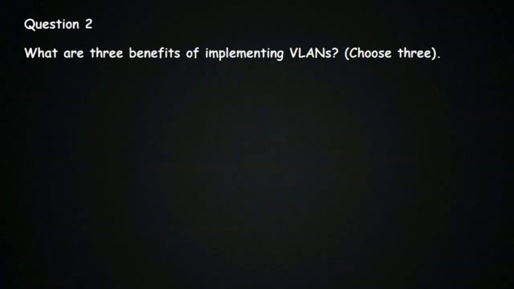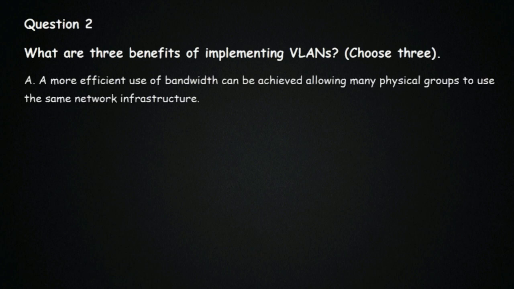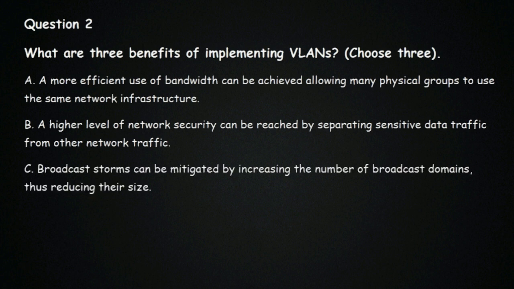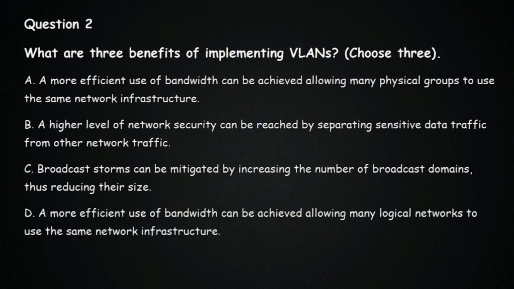Question 2. What are three benefits of implementing VLANs? Choose 3. A. A more efficient use of bandwidth can be achieved allowing many physical groups to use the same network infrastructure. B. A higher level of network security can be reached by separating sensitive data traffic from other network traffic. C. Broadcast storms can be mitigated by increasing the number of broadcast domains, thus reducing their size.